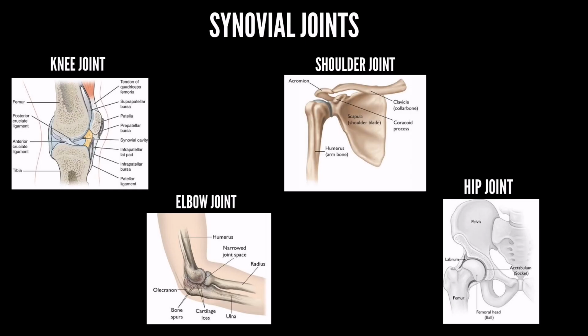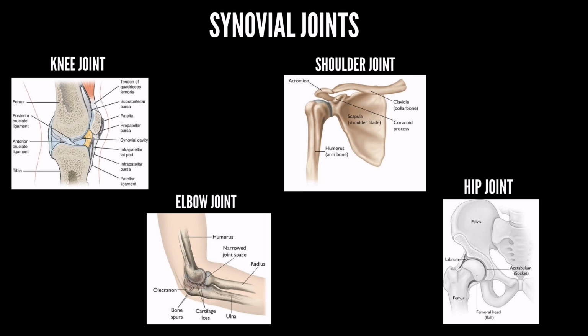Under this, we have synovial joints. It is the type of joint found between bones that move against each other. It characteristically has a joint cavity filled with fluid. Under this joint type are the elbow joint, knee joint, shoulder joint, and hip joint.